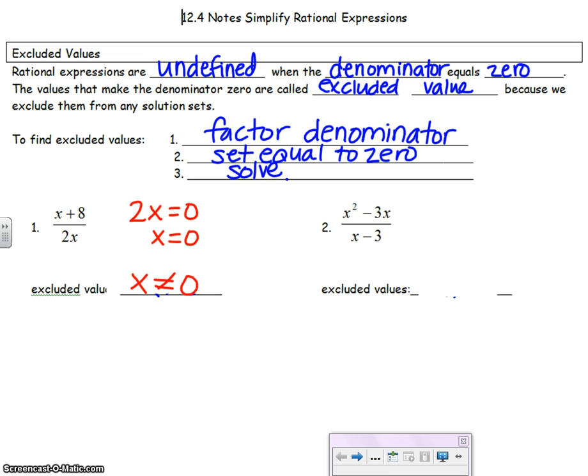Let's look at number 2. We're just looking again at the denominator, x minus 3. What value is going to make that 0? We'll add 3, and we'll get that when x is equal to 3, our denominator is 0. So we're going to go ahead and exclude x is equal to 3 from our solution. Okay?